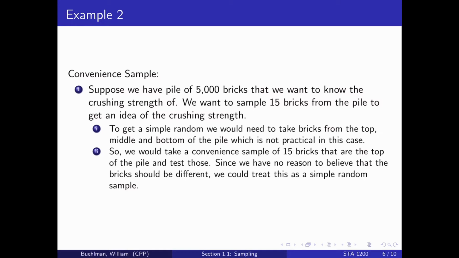So in this case, we have to go to a sample of convenience and go, okay, well, all the bricks should be the same. They were all manufactured the same. They were all from the same lot. So we can treat them as all being the same. So since we have no reason to believe that they're any different, we'll just take 15 from the top of the pile and treat it as if we did a simple random sample. Again, you don't want to do this unless you have to, but if you have to, as long as you can justify that all of them would be the same, it is okay.